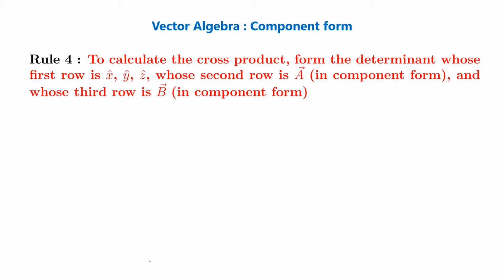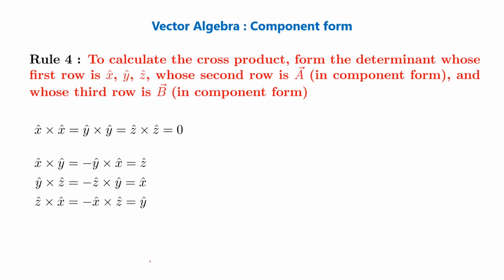Rule 4. To calculate the cross product, form the determinant whose first row is x hat, y hat and z hat, whose second row is vector A in component form and whose third row is vector B in component form. But before we calculate the cross product in component form, let's consider this. x hat cross x hat will be equal to y hat cross y hat, and that will again be equal to z hat cross z hat, and that will be equal to 0.